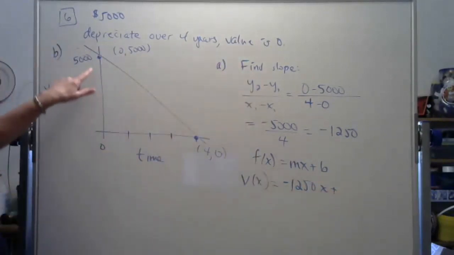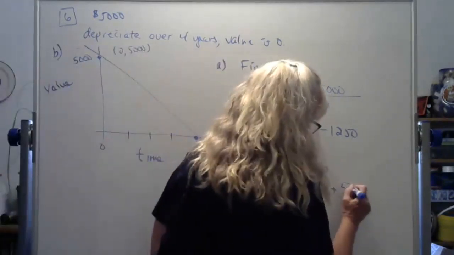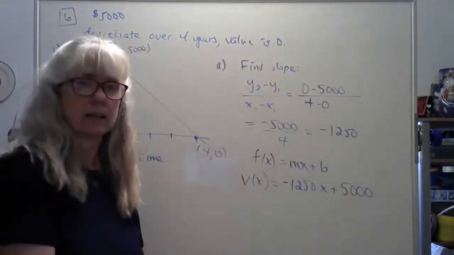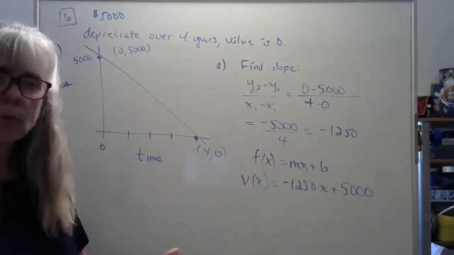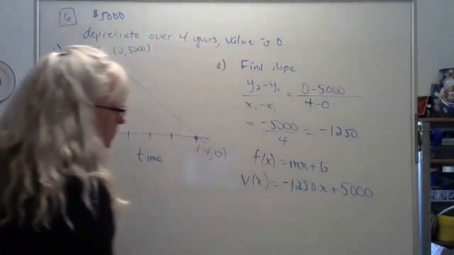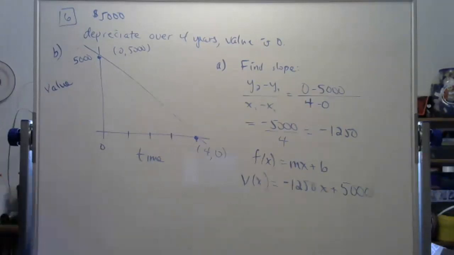Well, we know the y-intercept. It's up here at 0, 5,000. So we know the y value is 5,000. And now we have a linear function. If you tell me how old it is, I can tell you what the value is. This is what your accountants do for you, is figure out the depreciated value of the equipment in your business. So, yay! Much easier to graph it first, though.